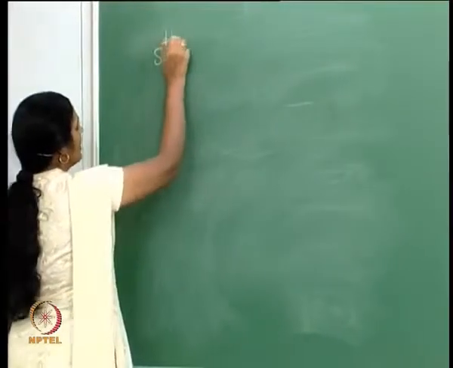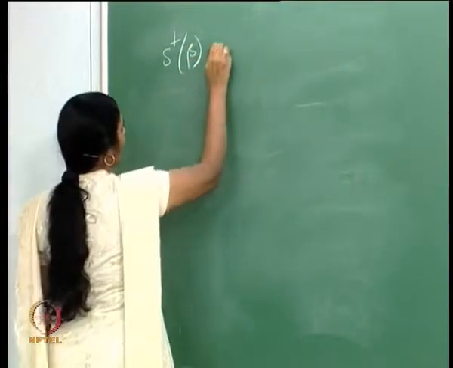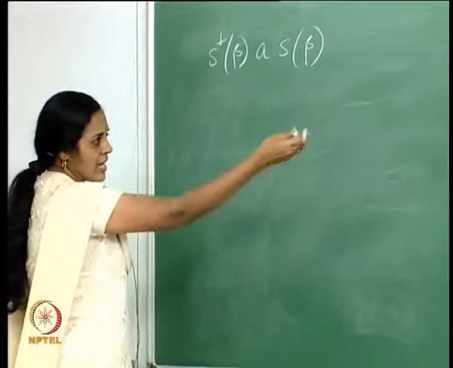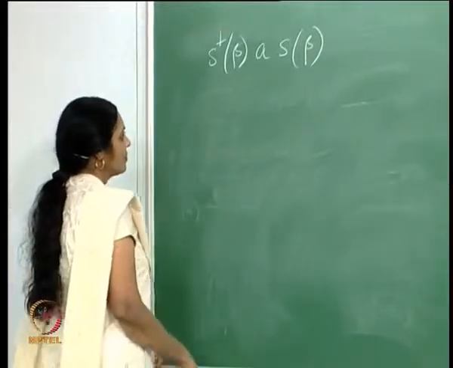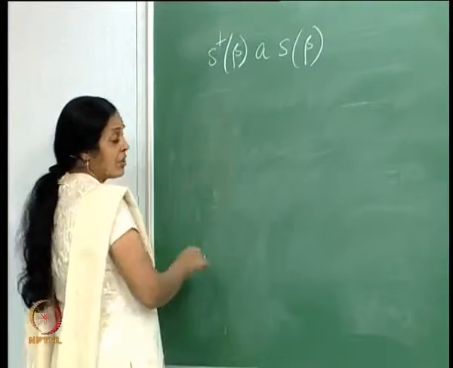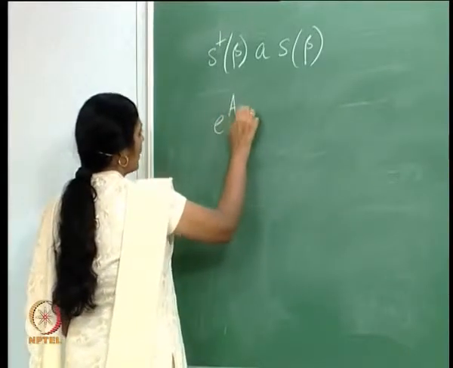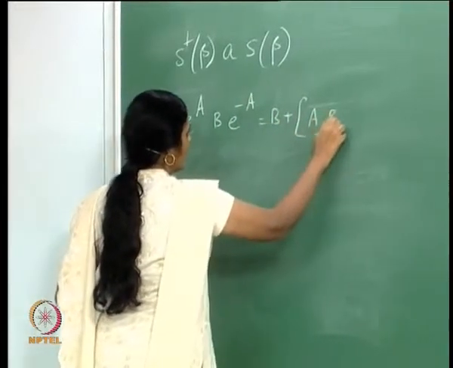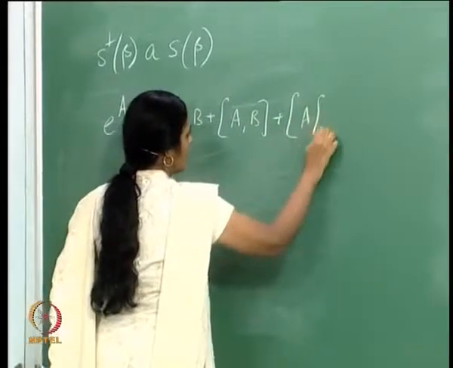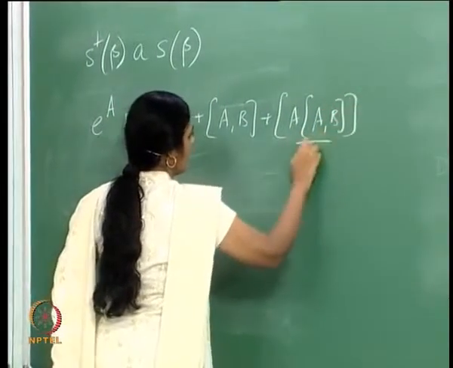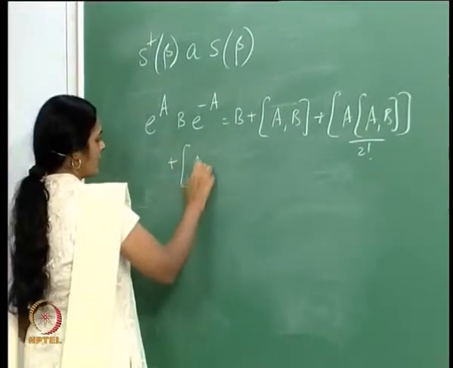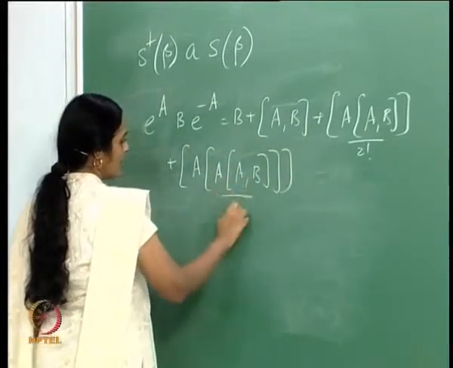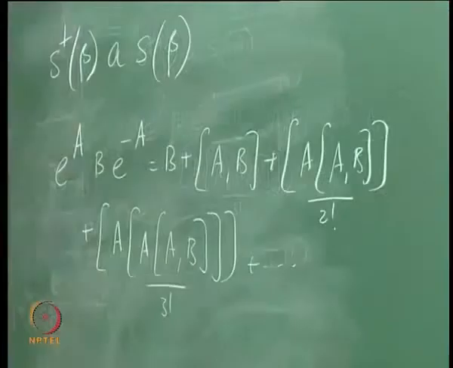I wish to find the following: S dagger of beta A S of beta, where S dagger and S are defined there. Once more I recall the identity: e to the a b e to the minus a is b plus commutator of a with b plus commutator of a with b by 2 factorial plus commutator of a with b by 3 factorial, and so on.